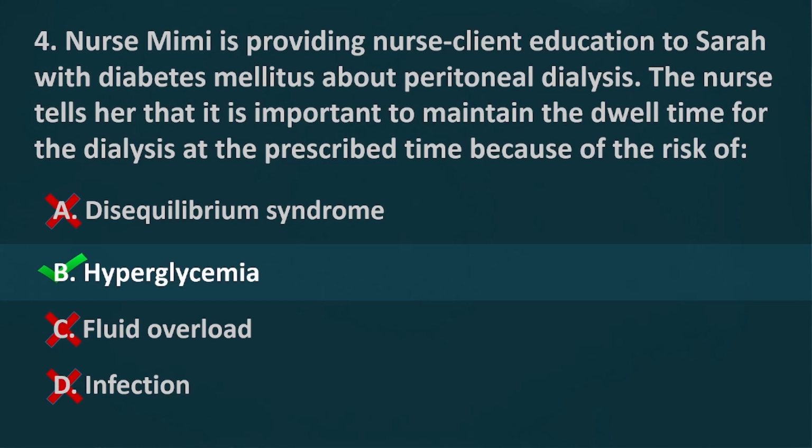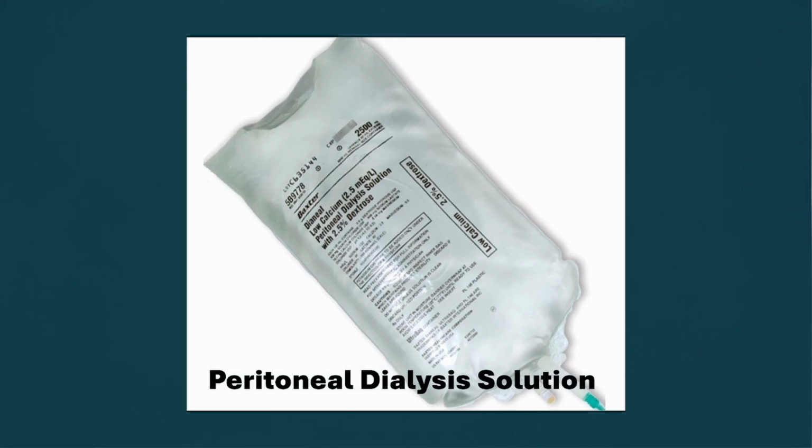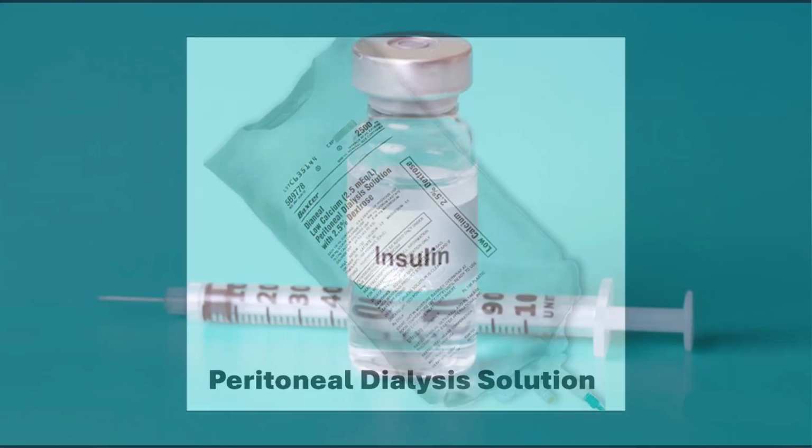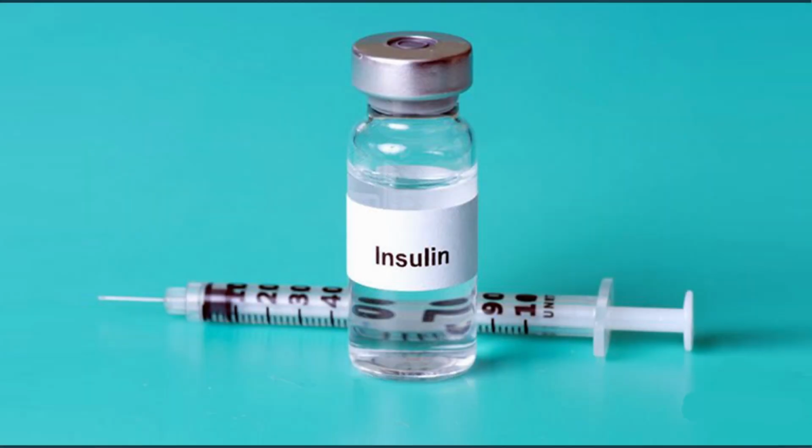An extended dwell time increases the risk of hyperglycemia in the client with diabetes mellitus as a result of absorption of glucose from the dialysate and electrolyte changes. Diabetic clients may require extra insulin when receiving peritoneal dialysis.